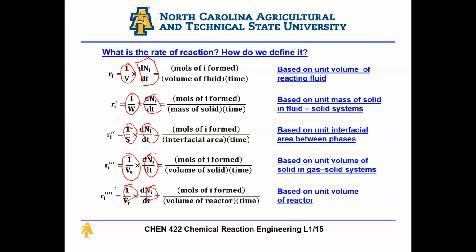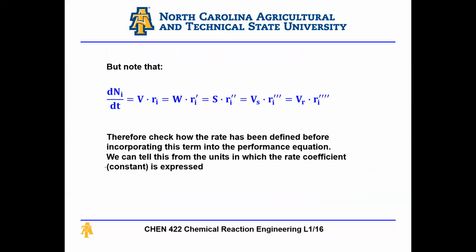And as you can see, they're all related, right? Because they all have this dNi by dt. So I can always relate any of these reaction rates, and this is what's shown on this slide. dNi by dt is equal to V Ri, W Ri prime, S Ri double prime, Vs Ri triple prime, and then Vr Ri quadruple prime.